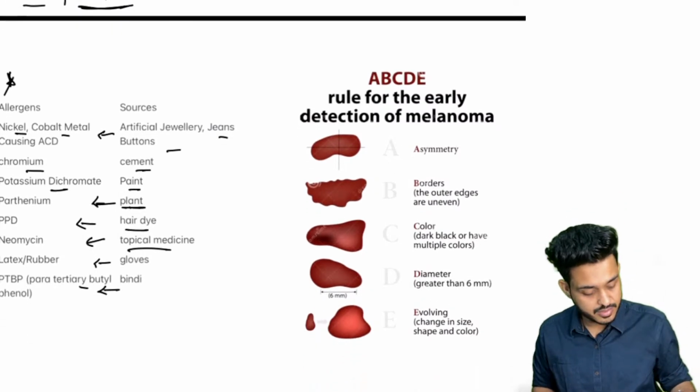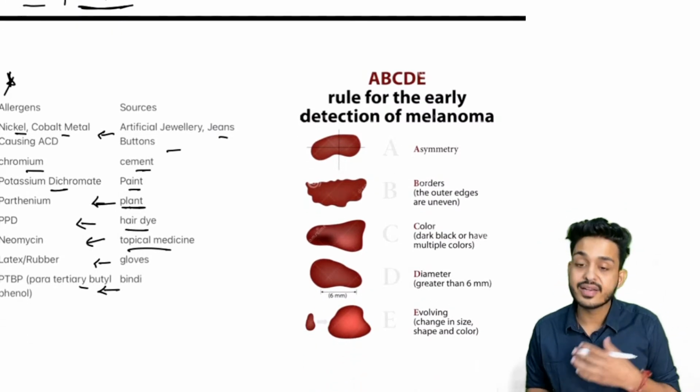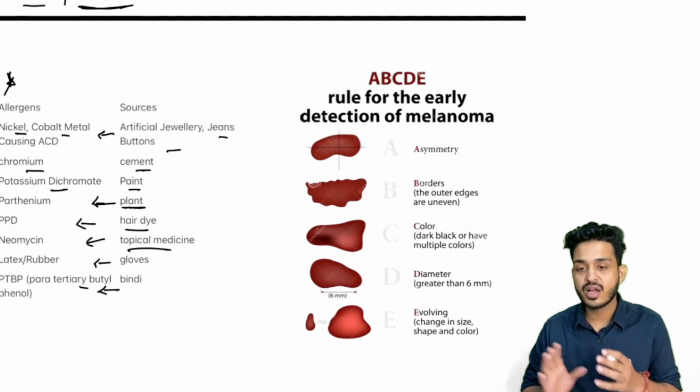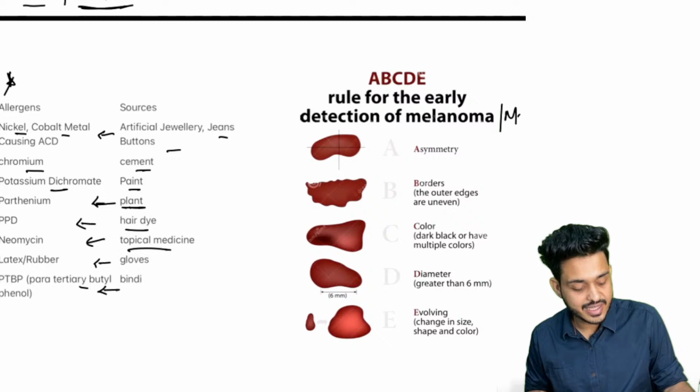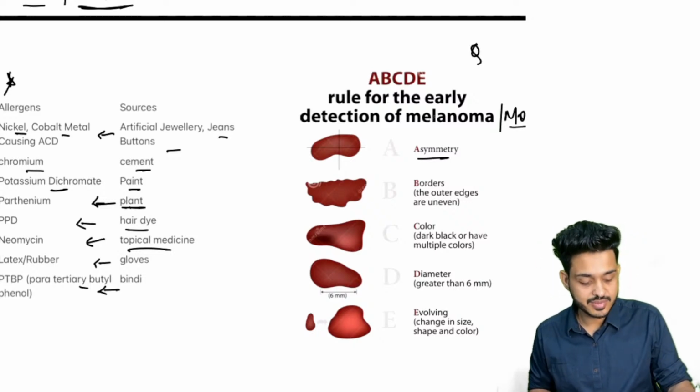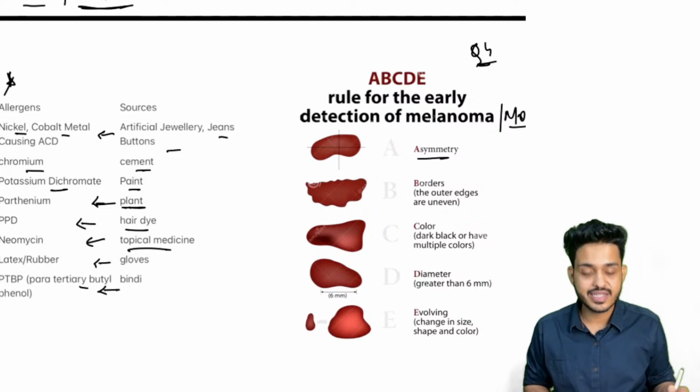And this one is the ABCDE rule for early detection of melanoma. So how are you going to decide between a melanoma and a mole? Okay, how will you know whether it is a melanoma or a mole? This is the question that has been asked. So you need to have the ABCDE classification.